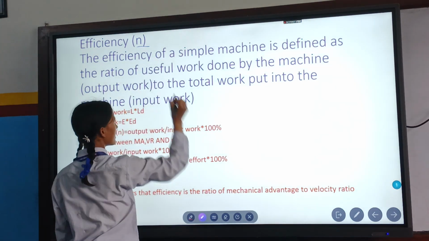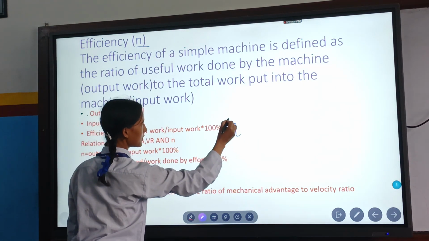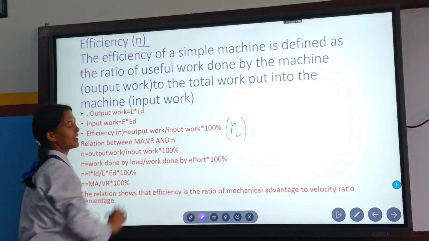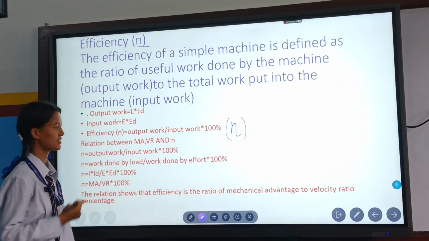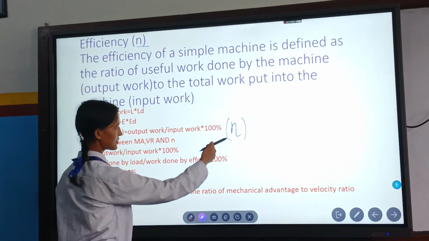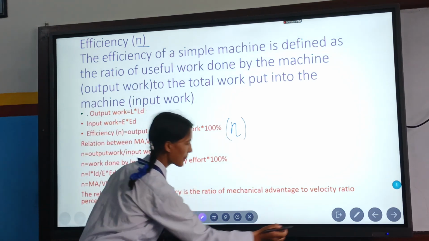It is written like this, but it was difficult to write in that slide, so I wrote it like that. It's better to write this because the symbol is this.